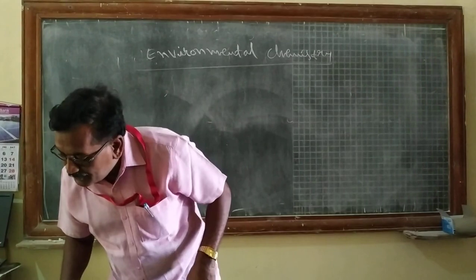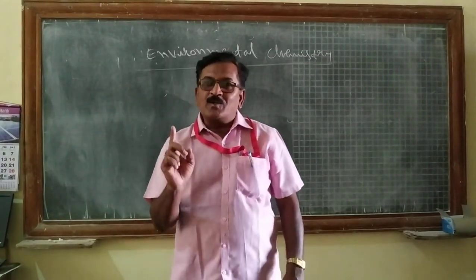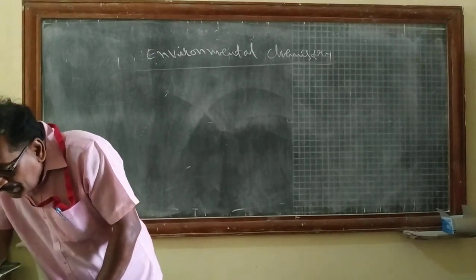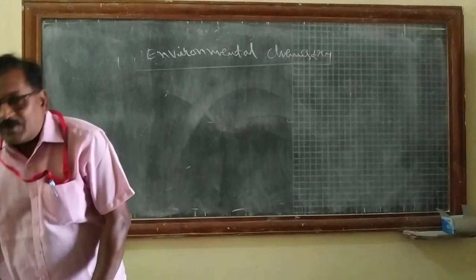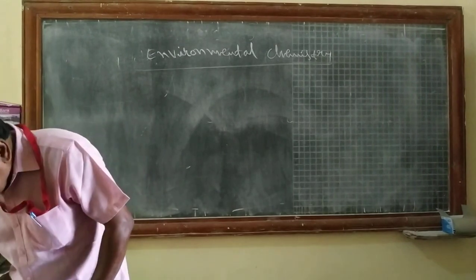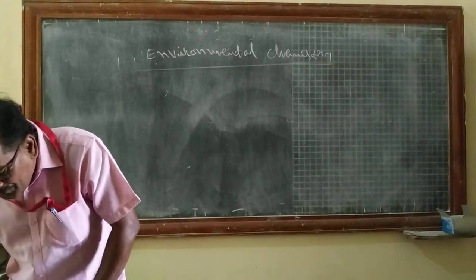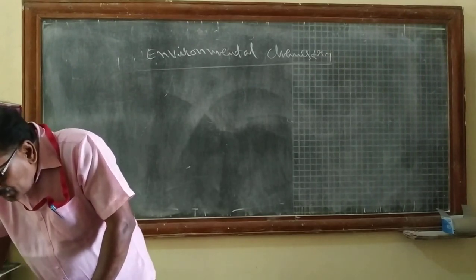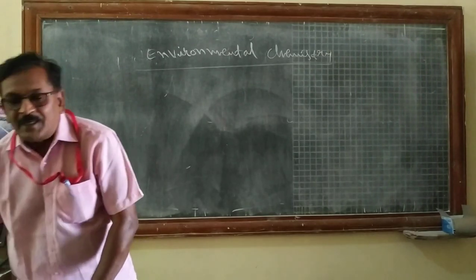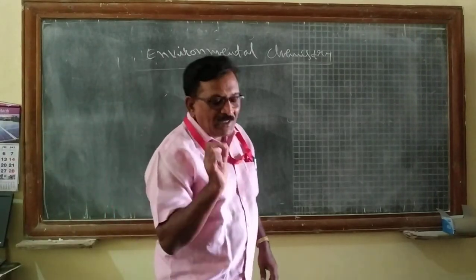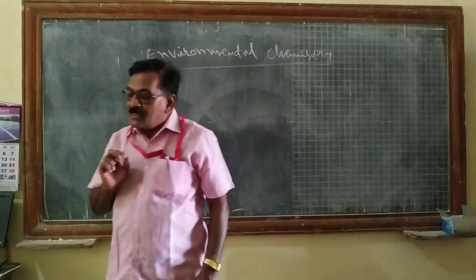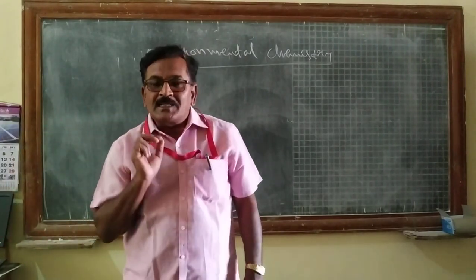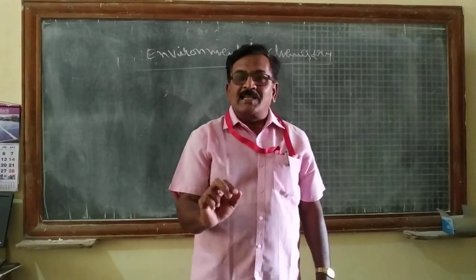Then the second one is called the hydrosphere. The hydrosphere includes all types of water bodies like rivers, lakes, oceans, glaciers, polar ice caps, etc. The third one is the lithosphere. It is the outer crust of the earth, consisting of minerals and soils. So that is the third one, the lithosphere.